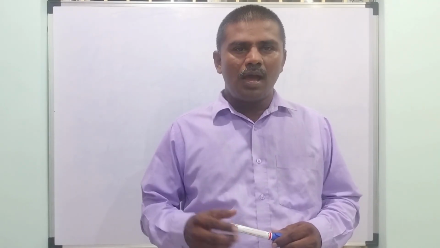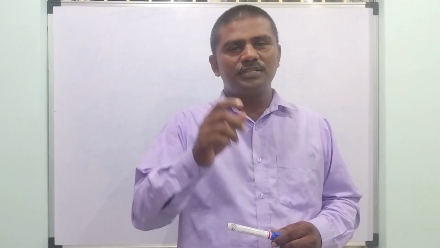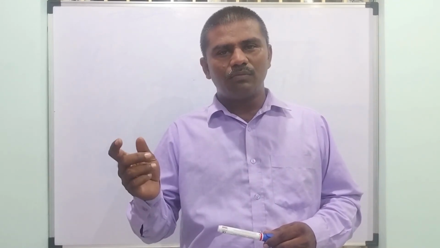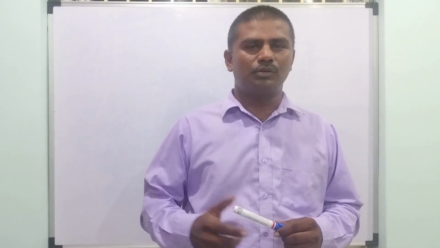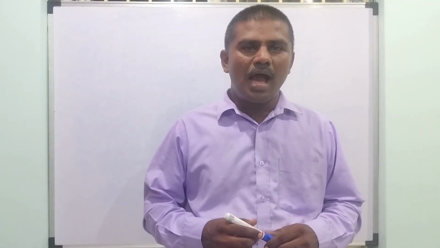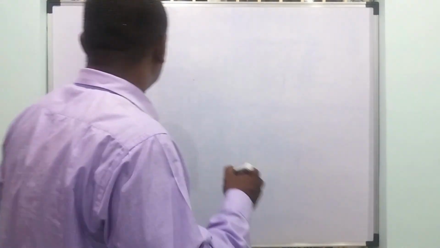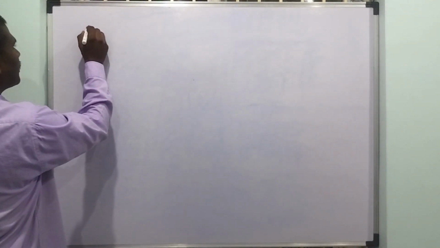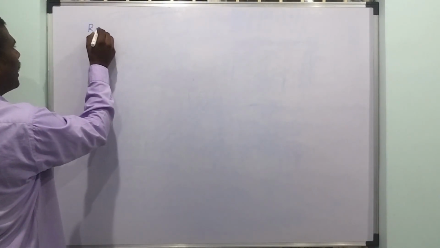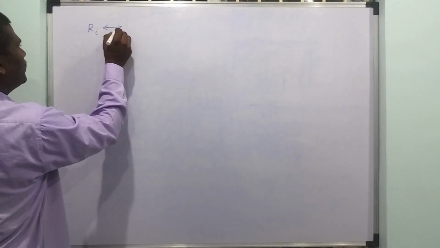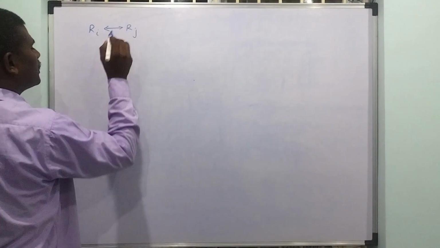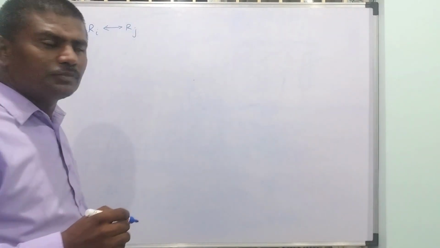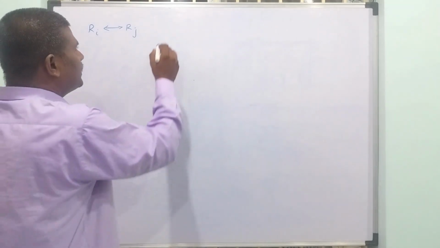That means the ith row can be replaced with the jth row and the jth row will be replaced with the ith row. That is denoted by Ri ↔ Rj. Let me show here. Ri ↔ Rj. For example, you can get clarification by taking an example.